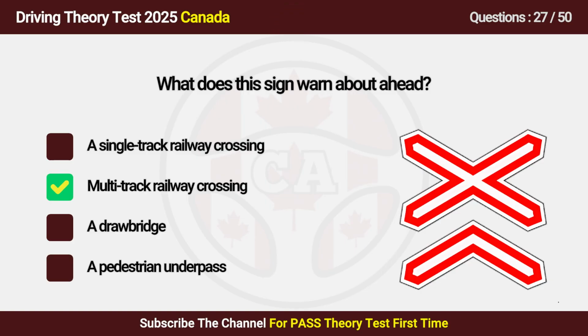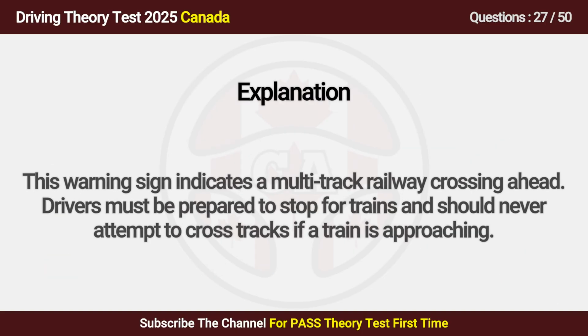Answer is B. Railway crossing. This warning sign indicates a railway crossing ahead. Drivers must be prepared to stop for trains and should never attempt to cross tracks if a train is approaching.